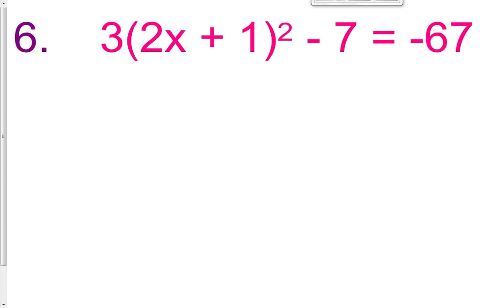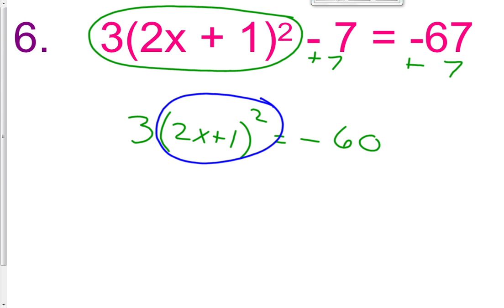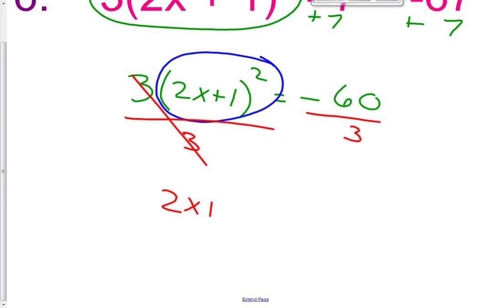All right, question number 6. If we add 7 to both sides, because you want to get this by itself first, add 7, and we get 3 times (2x plus 1) quantity squared equals a negative 60. All right. Next step, I want to get (2x plus 1) quantity squared all by itself. So 3, I've got to get rid of it. Divide by 3. Boom, it's gone. Divide by 3. So then I would get (2x plus 1) quantity squared equals a negative 20.